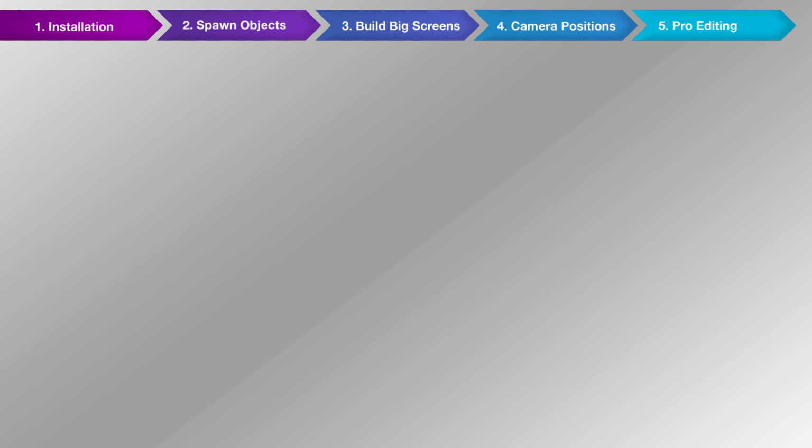I'll take you through the process in 5 steps again. Firstly, I will show you how to install the mod, which is pretty easy. Secondly, I'll show you how to find the modded objects and save them to your favorites. In the third step, you will learn how to build big green screen setups. Step 4 will be about how to position your cameras in Rockstar Editor. And last but not least, I will show you how to key your footage with professional editing software.